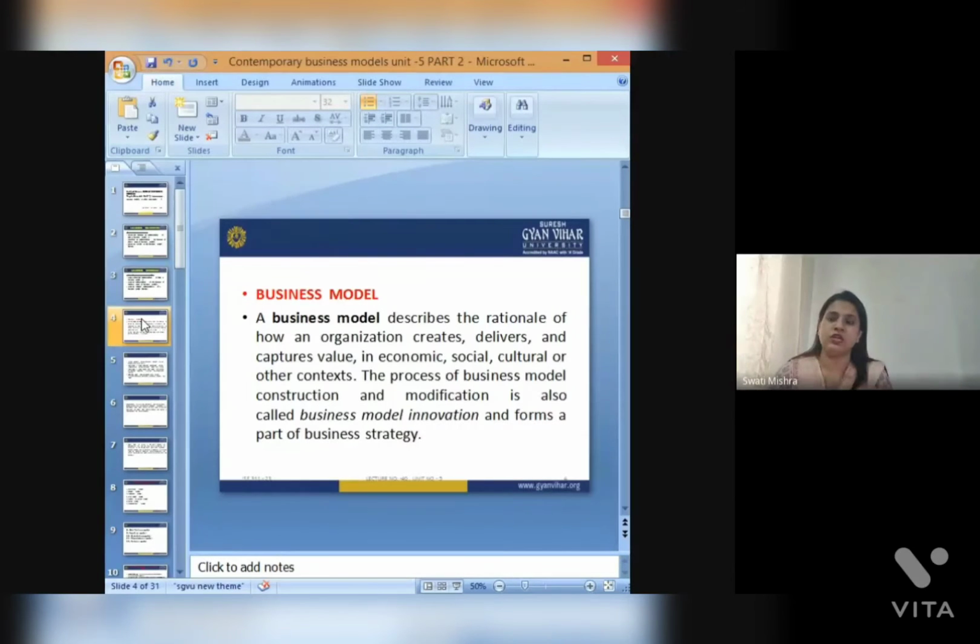A business model basically describes the rationale of how an organization creates, delivers, and captures value in economic, social, cultural, or other contexts. The process of business model construction and modification is also called business model innovation. And this forms the main part of the business strategy, right?